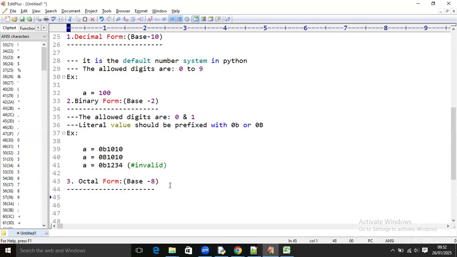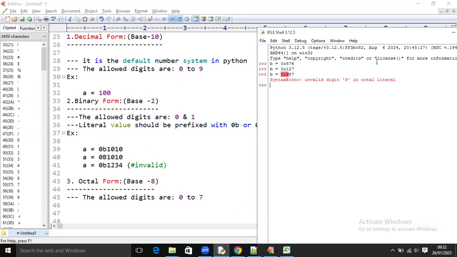Next, I'm going to write down the key points for this one. The allowed digits are ranging from 0 to 7. That's why 9 was not taken.